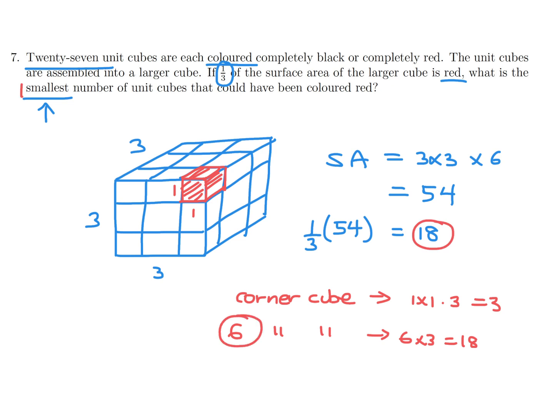Now, the key to the word here is smallest, because you can do it in other ways. You can have, let's say, this guy, but that would only contribute 2. So you'd have to have, let's say, 9 of those in order to get 18. But they want the smallest. So I think the answer to this question would be 6, and then you can explain that it would be 6 corner cubes. That would be sufficient to come up with 1/3 of the surface area being red.